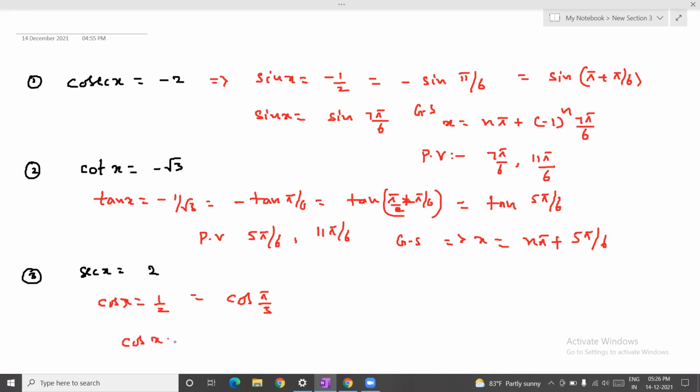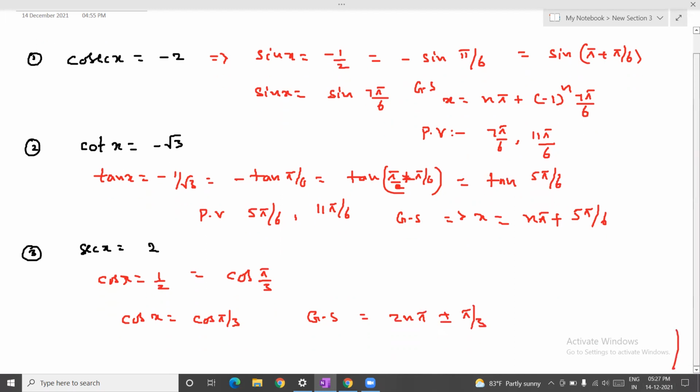Cos x is equal to cos pi by 3. What is the answer? The general solution is how much? 2n pi plus or minus pi by 3. Then what are the principal values?